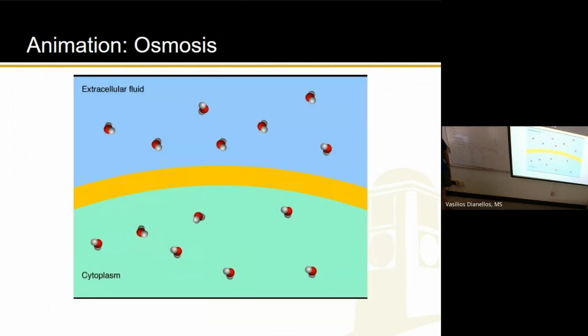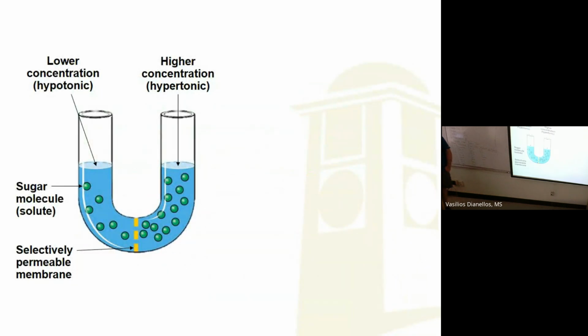If you download the PowerPoint, you can watch a little animation. It shows all these water molecules bouncing around, and the selectively permeable membrane. You can see osmosis in action. But here we go, let's look at this picture. This is a classic. Nearly every textbook has some version of this when they talk about osmosis and diffusion.